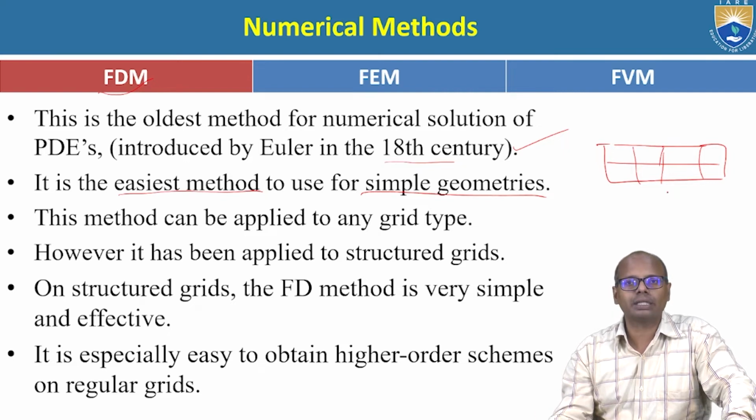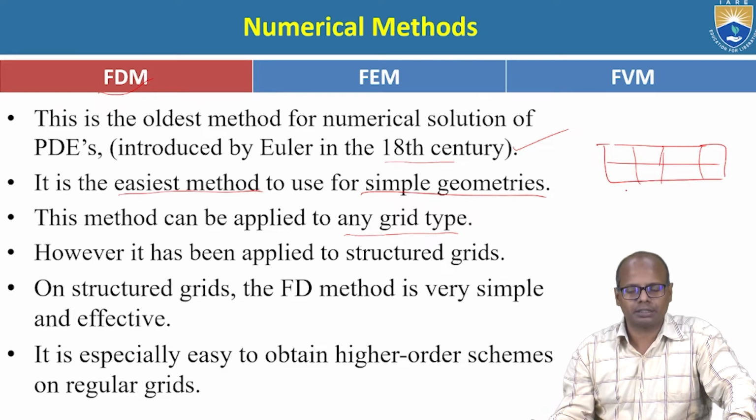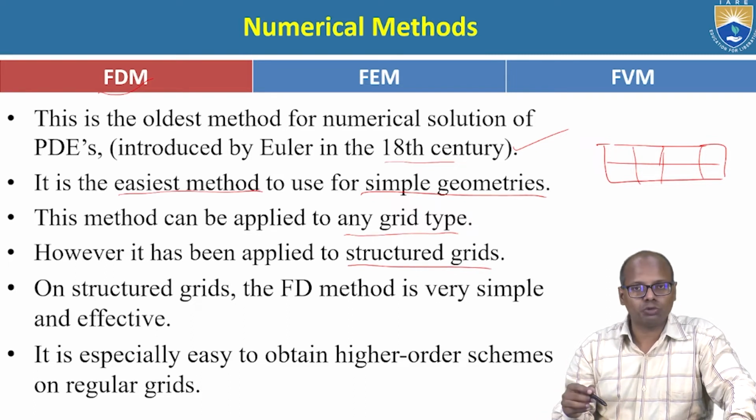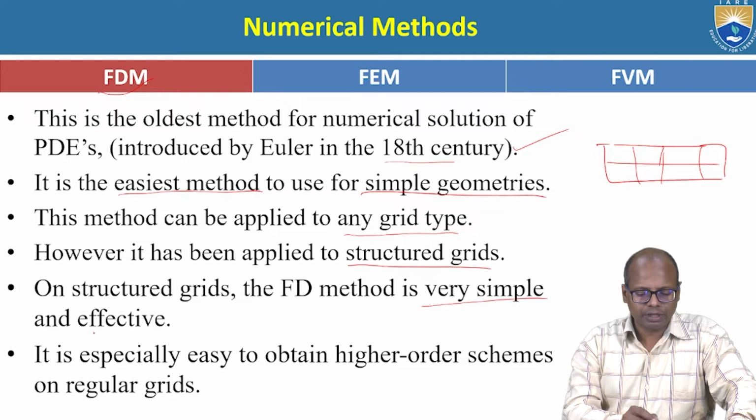For this kind of simple geometry it is very easy to use this method, and it can be applied to any grid, but for structured grids or regular uniform grids like this, it is very easy. If I use a triangular mesh, then it is going to be a little difficult. In principle we can use FDM for any grid, but in application, in general, FDM is used only for structured grids. If I use it for unstructured grids, then I have to go through a strenuous process and then I will get the result. It doesn't mean that I will not get a result. For structured grids, it gives the results very easily. That is why it is said to be very simple and effective.